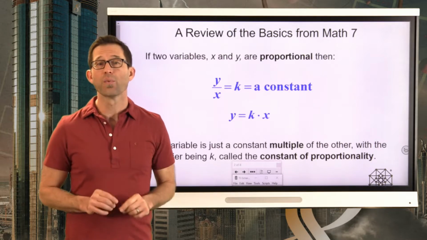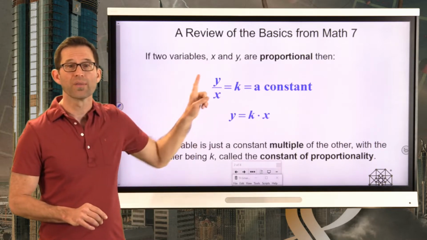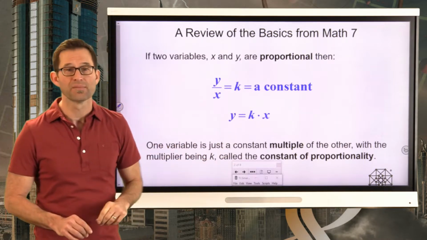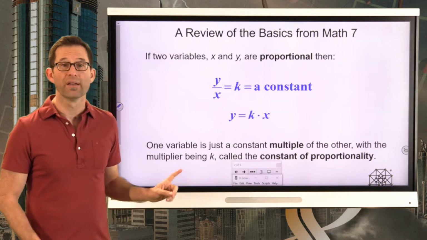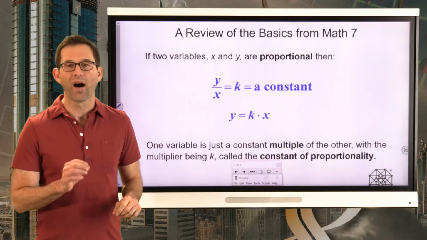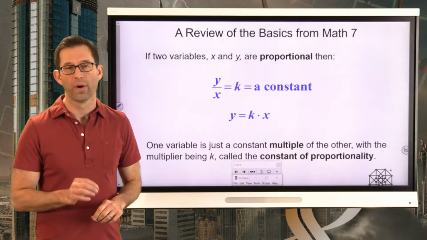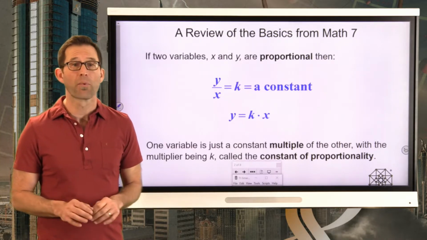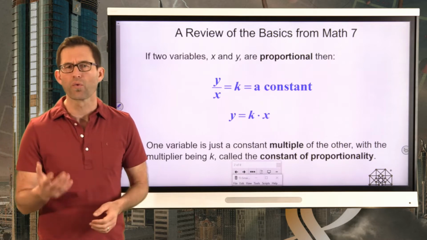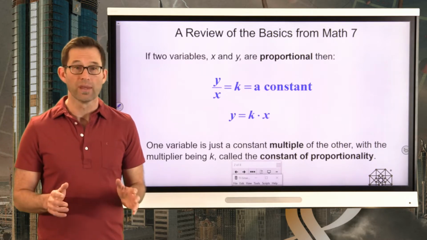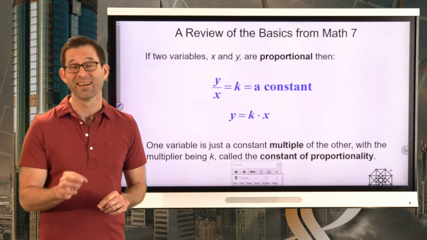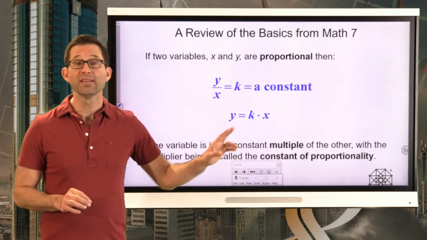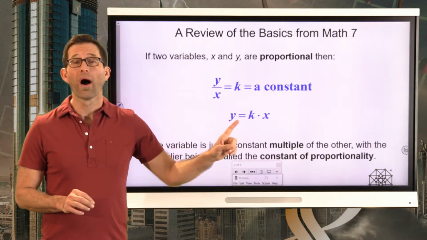Now, another nice way of looking at this is literally by rearranging y divided by x equals k into y equals k times x, because then it gets to a very basic idea. One variable is just a constant multiple of the other one, with that multiplier being k. That multiplier is called the constant of proportionality. Sometimes it's called the unit rate. There's a lot of different names that we give to it. Oftentimes they depend on the context, like what the problem is all about. But the plain fact is it's just telling you how big y is compared to x.